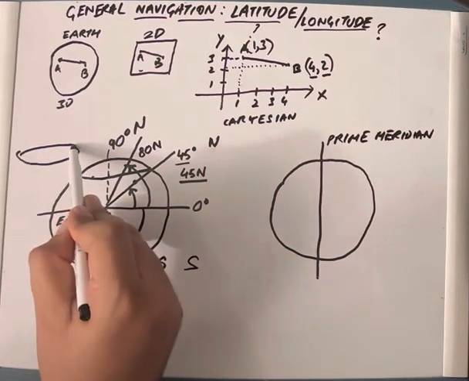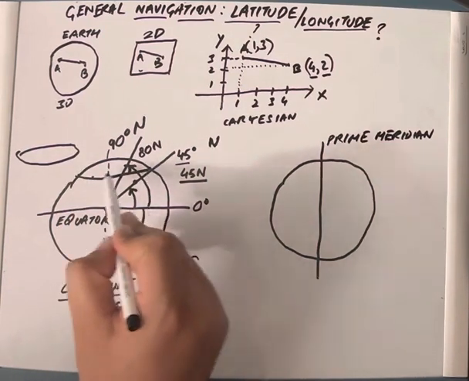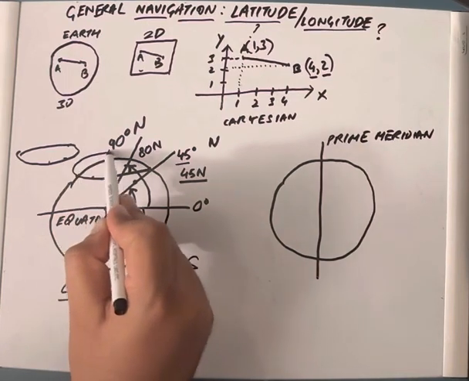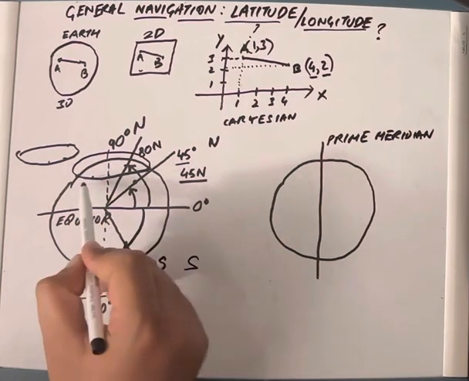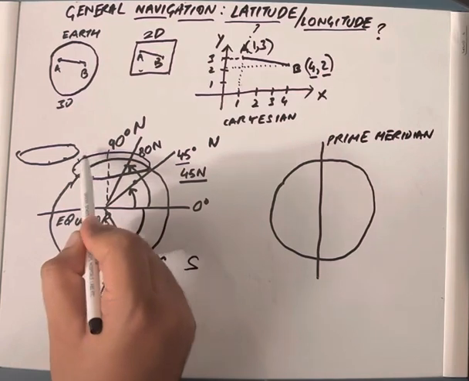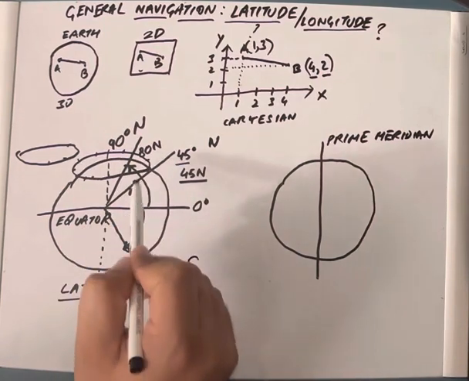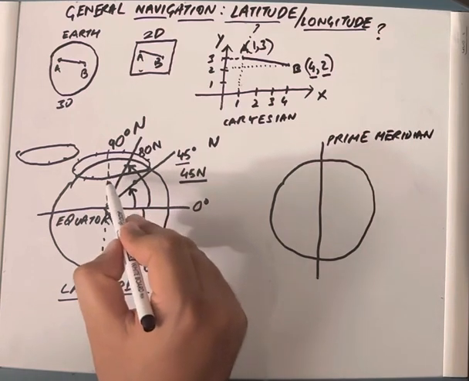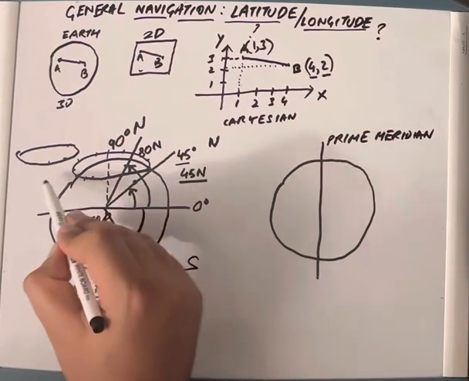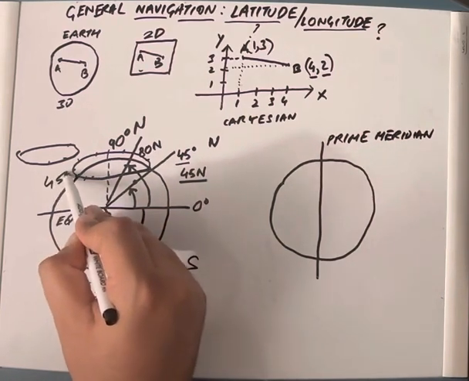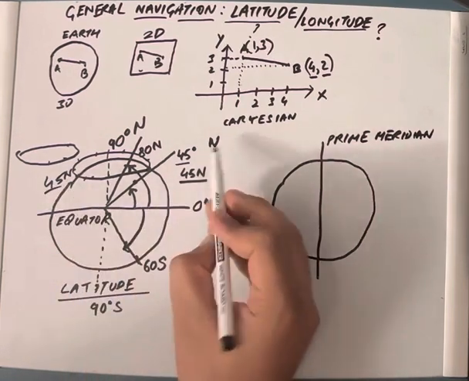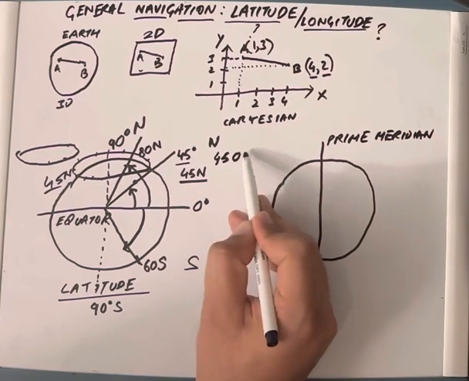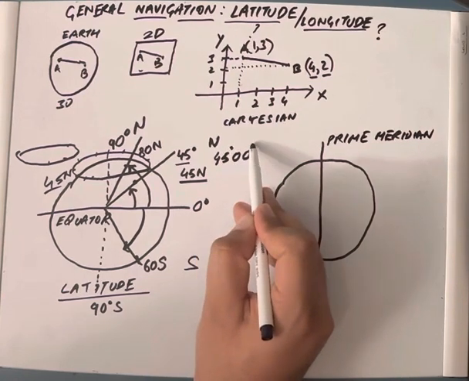So any location on any part of this line, if we assume that the Earth is a sphere, would mean 45 degrees in latitude. And that would be ambiguous. We would not be able to define a precise location just using 45 north. This 45 is also written as 4500, 45 degrees and 0 minutes.